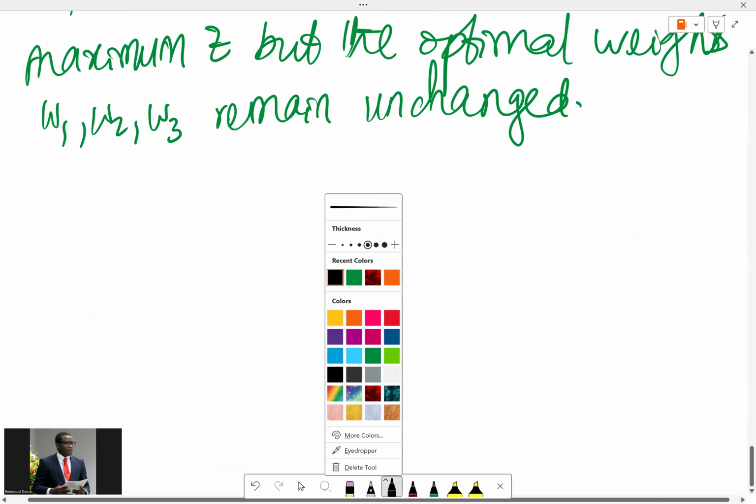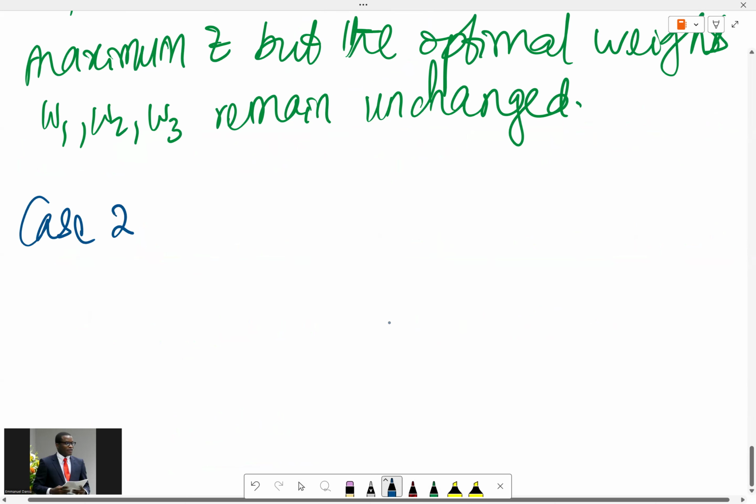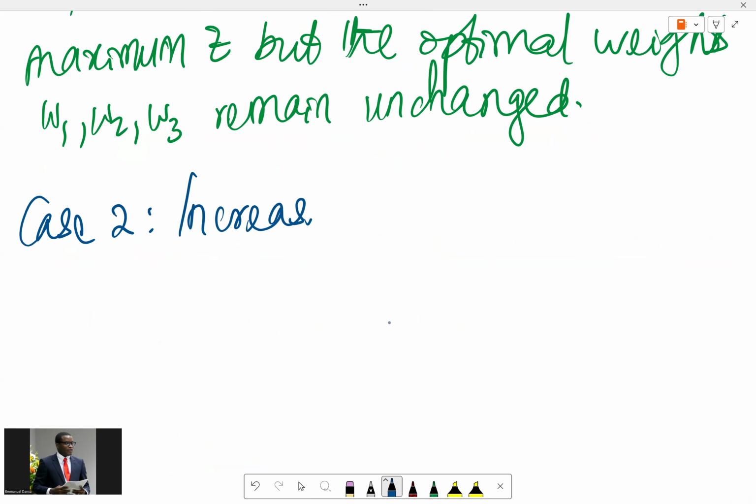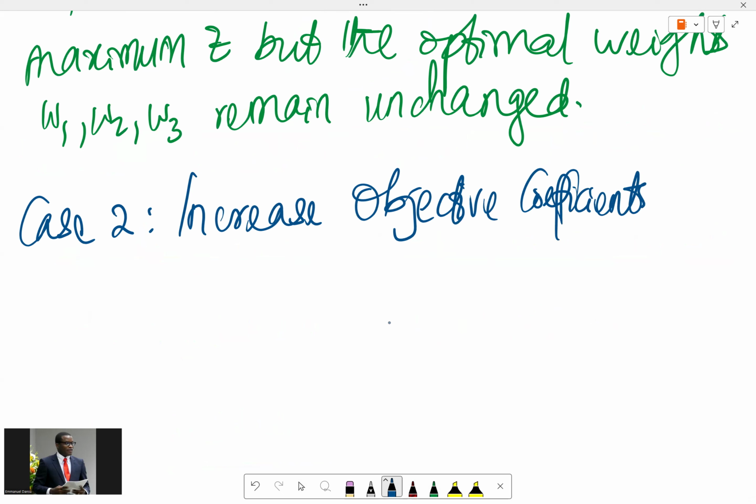I guess I want to change markers at this point. So let's talk about case two. Imagine case two where you increase objective coefficients by 5%. So the changes can come in any way. Here we are increasing or decreasing by 5%, but it doesn't have to be increased or decreased by 5%. You could just change those values arbitrarily or based on whatever you're doing.